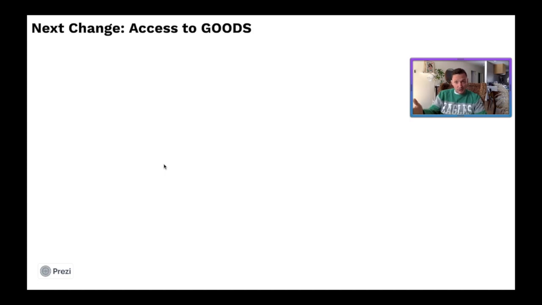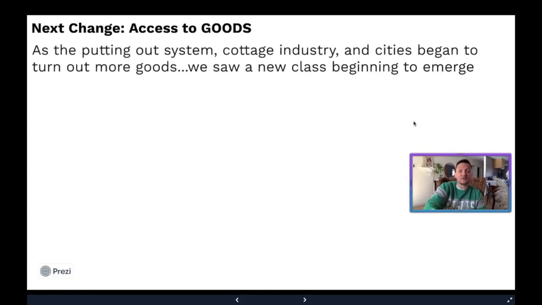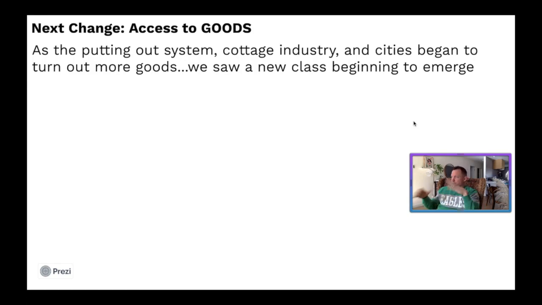Now, the next change we're going to talk about is access to goods, right? We're not talking so much anymore about access to crops and foods. We're talking about access to goods, things, items, things that you can go out and buy, right? Something that we need to understand is that there is something taking hold in Europe, right? It's this proto-factory system.